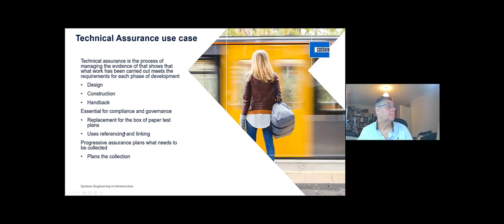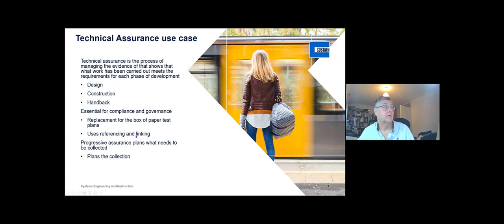So this was a slide I've used before, but basically when we talk about validation and verification within infrastructure, we call it technical assurance. It's the process of removing, or trying to remove, the piles of paper that show compliance back to the original requirements that we've used. And progressive assurance is about planning the information that needs to be collected.